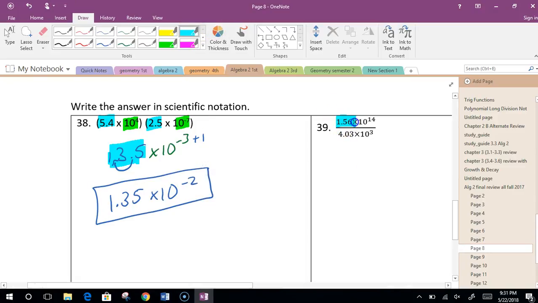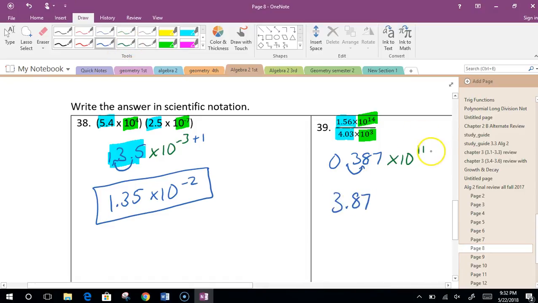Similar process when we divide. We take the numbers out front and we divide. 1.56 divided by 4.03 is roughly speaking 0.387. If we then subtract the exponents, we're left with times 10 to the 11th power. But again, this is not in scientific notation. We need to move this decimal the other direction, so it is 3.87.